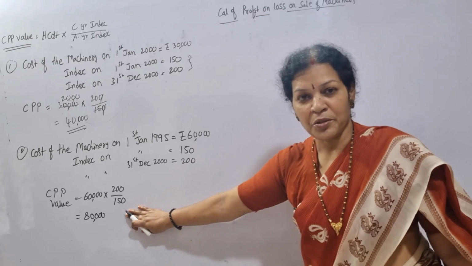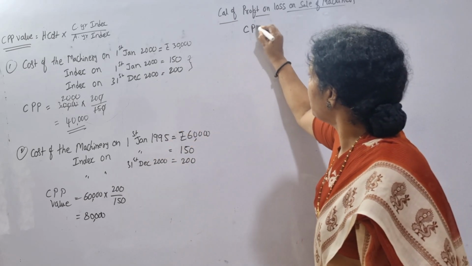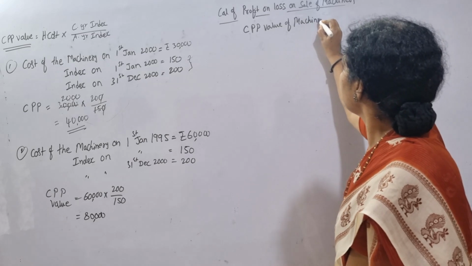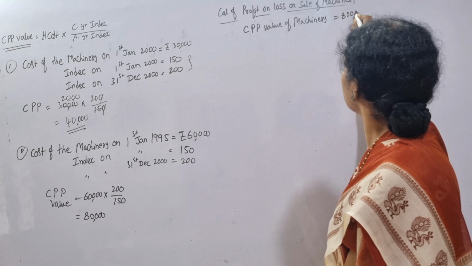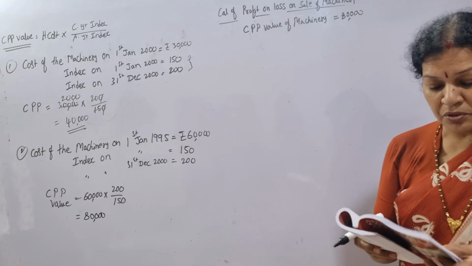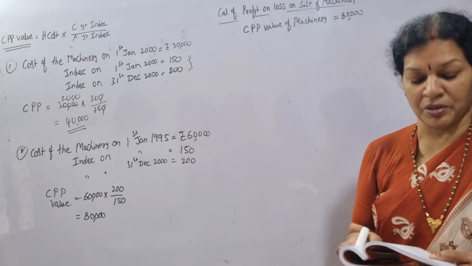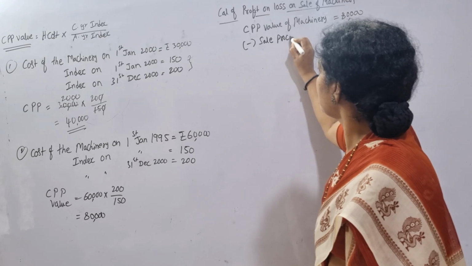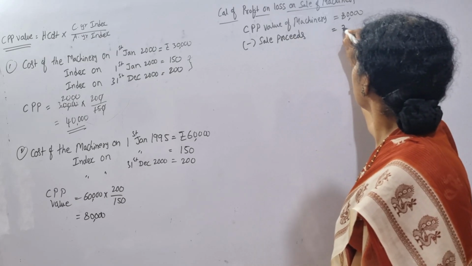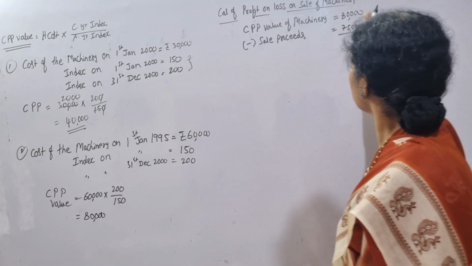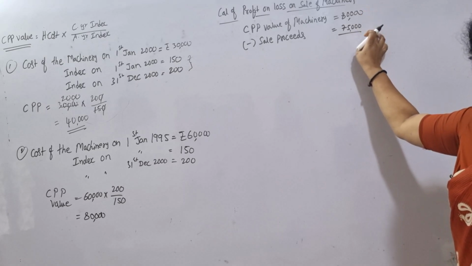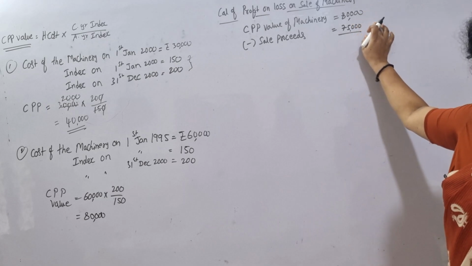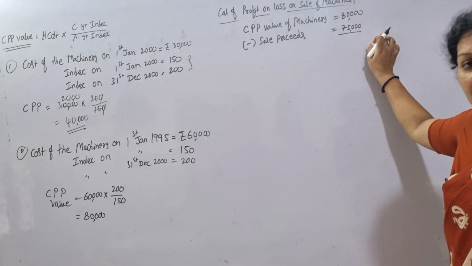At present the cost is 80,000 as per the CPP value of machinery. At what rate do they want to sell? They want to sell it for 75,000, the sale proceeds. The cost is 80,000, but we want to sell it for 75,000, less than the CPP value. The present market value is 80,000, but we are selling for 75,000.